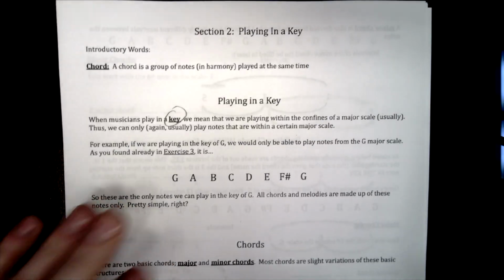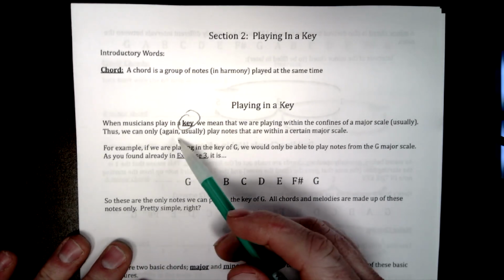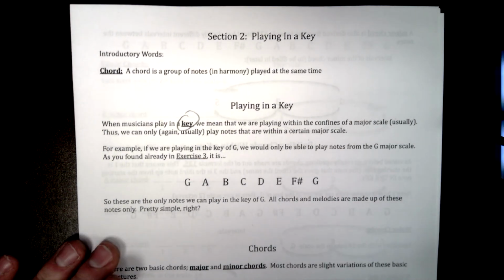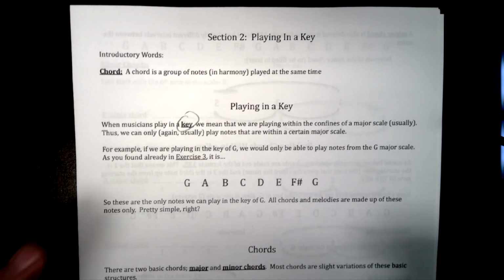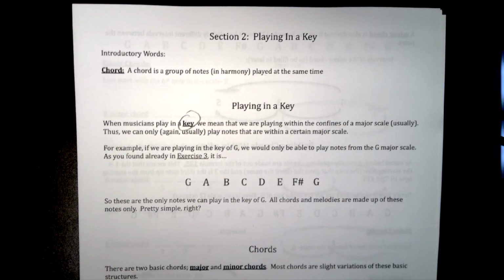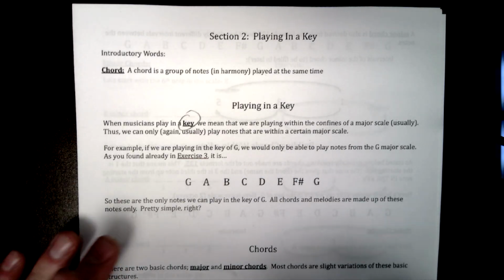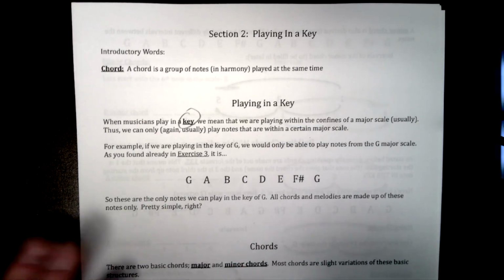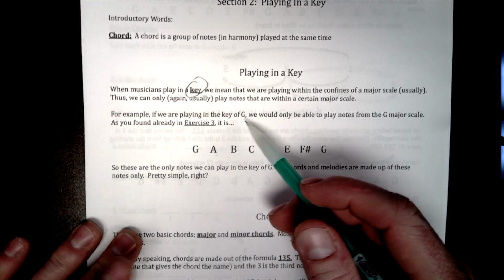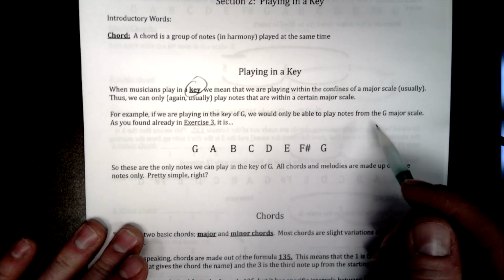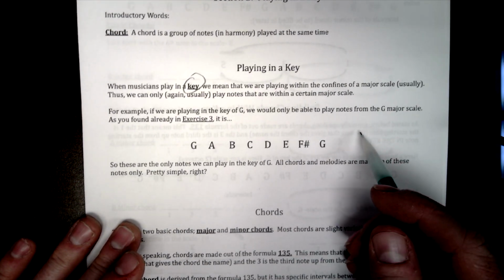Awesome stuff. All right, so if we're playing in a key, the key means that we are, as a group, band or whatever, we have decided that we're going to play within the confines, the limits of a major scale, and only in the major scale. Now, we can break rules and go out of it every once in a while, but in general, we're playing in the major scale, and all those chords are all based off of that major scale. So for example, if we were going to say we're going to play in the key of G, we would only be able to play notes from the G major scale.